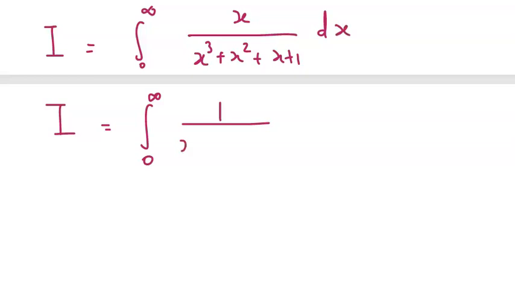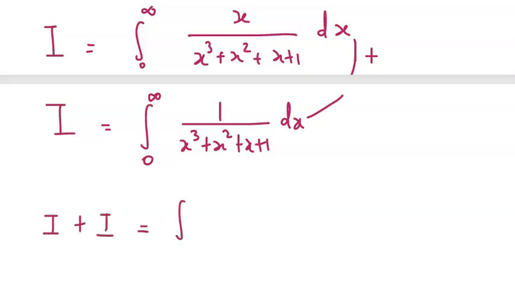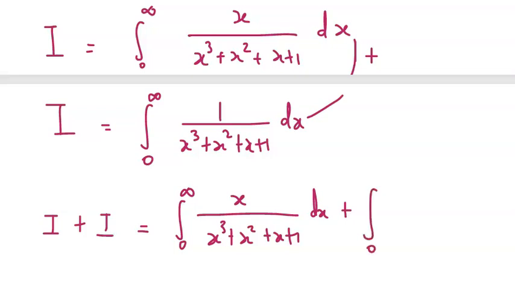And from the original integral, we have 1 over x cubed plus x squared plus x plus 1, and then we have dx. Now what happens when we sum these two integrals? I plus I will be equal to the integral from 0 to infinity of x divided by x cubed plus x squared plus x plus 1 dx, plus the integral from 0 to infinity of 1 over x cubed plus x squared plus x plus 1 dx.